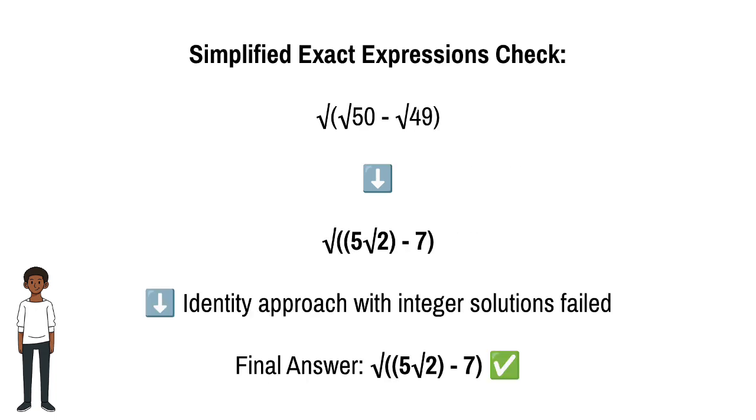Step 5. Since the identity approach didn't give us obvious integer results, we return to our simpler step-by-step exact form. Our first major simplification gave us the square root of 50 minus 7. And our second major step simplified that interior radical to the square root of 5 roots of 2 minus 7. This is the simplest exact expression that can be written down for this problem. So our final simplified answer is the square root of 5 roots of 2 minus 7.